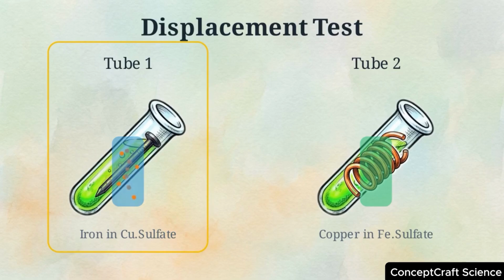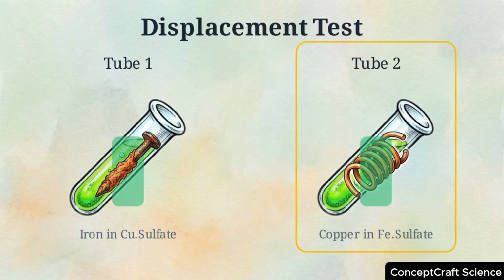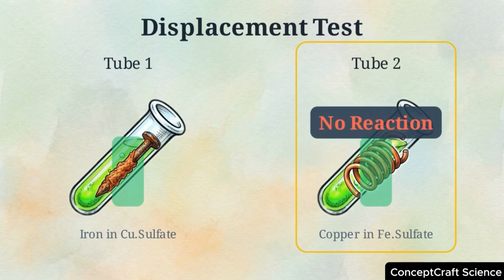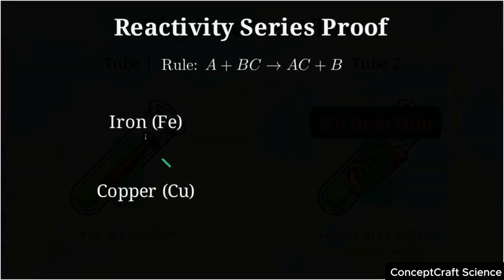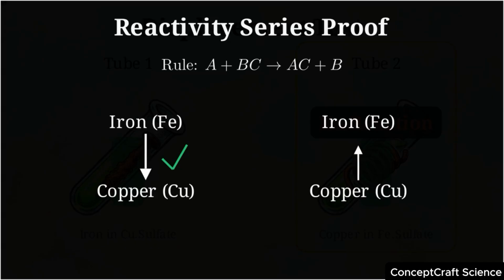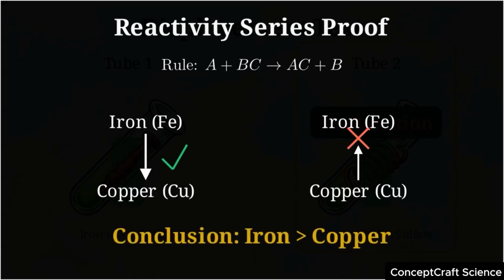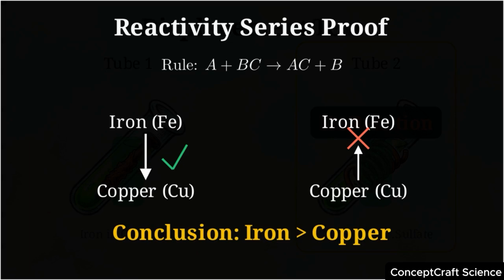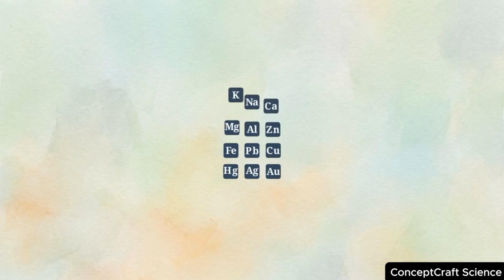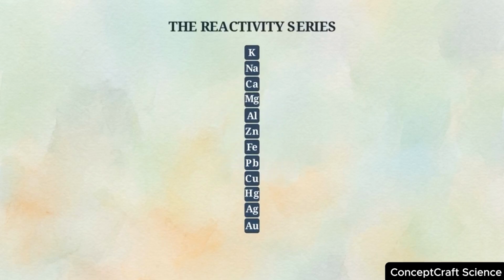On the left, the iron nail pushes the copper out of the solution. The liquid fades from blue to green, and a brown layer of displaced copper builds up on the nail. Over in tube 2, the copper wire sits in the iron solution, and nothing happens. The copper is too weak to displace the iron. Because this reaction only works in one direction, it provides the clear evidence required to rank one metal above the other. By combining our observations from the acid bubbling tests and these displacement competitions, we can rank the elements on a vertical leaderboard. This definitive ranking is known as the Reactivity Series.